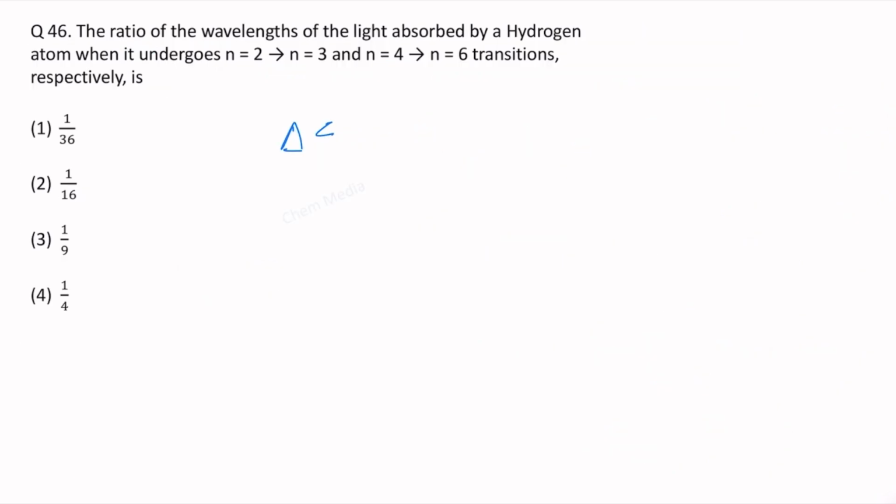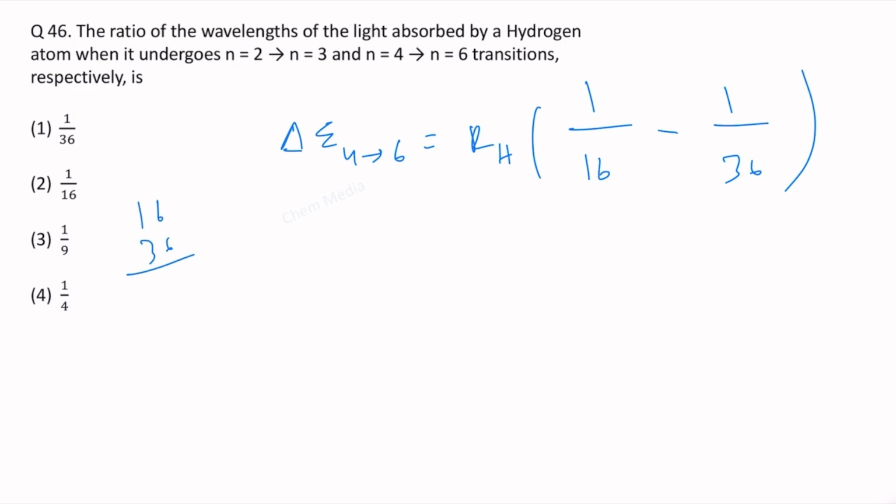And then in the next case it would be delta E 4 to 6, and that is equal to Rydberg constant times 1 by 16, because 4 square, minus 1 by 36. So 16 times 36, 6 times 6 is 36, so 6, remaining 3, 1 times 6 plus 3, so 9, 3 times 6 18, remaining 1, and then 1 times 3 plus 1, so 4, so this will be 576.